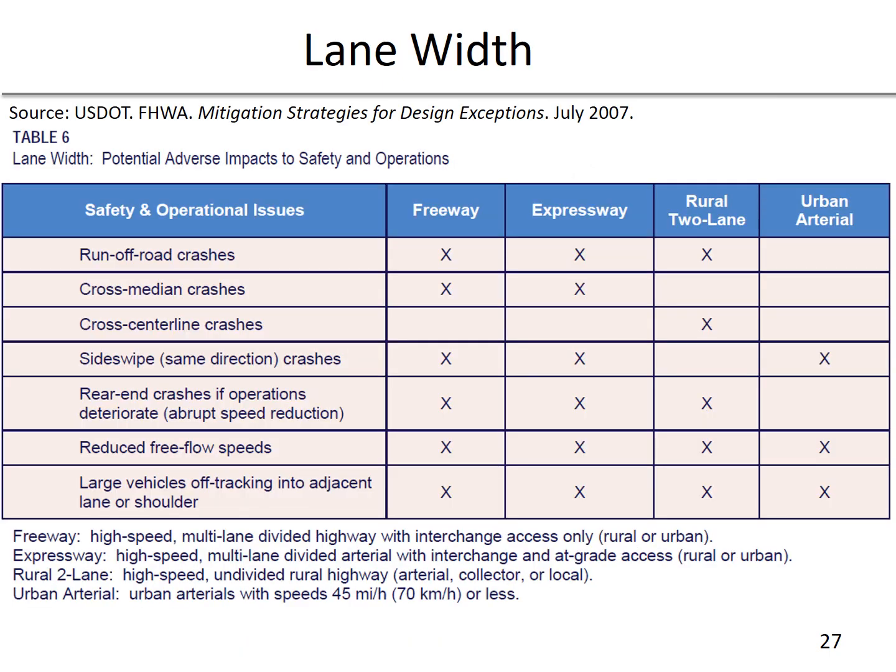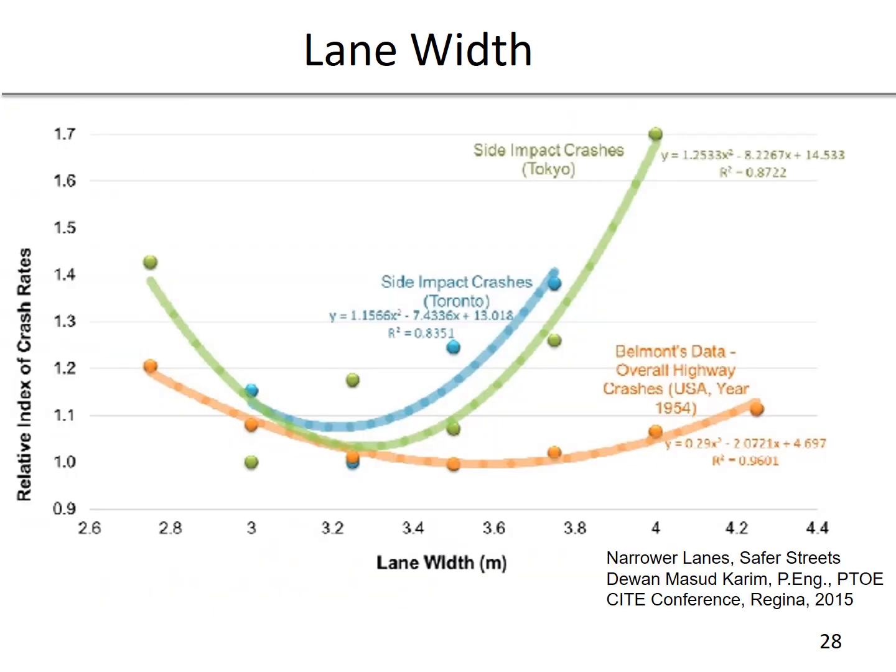Lane width is another very important component that affects the safety and operations of a roadway. It's important to think about how lane widths are going to be interpreted and how they will affect drivers. And there is a kind of happy medium. There are no overall conclusive studies that show the direct relationship between lane width and crash risk or crash rates.